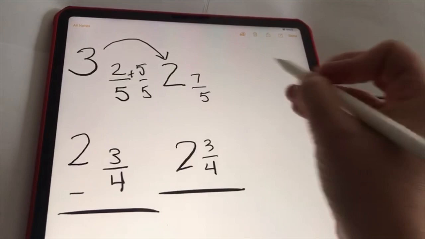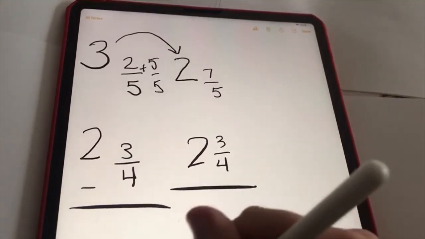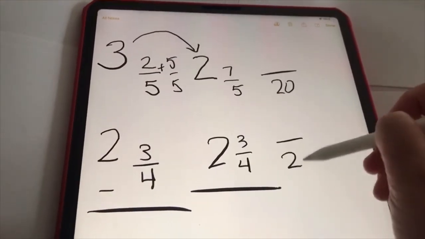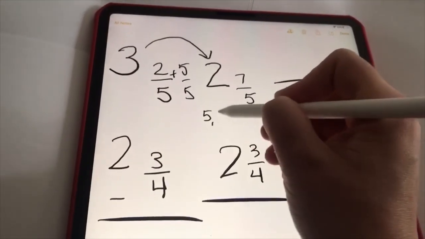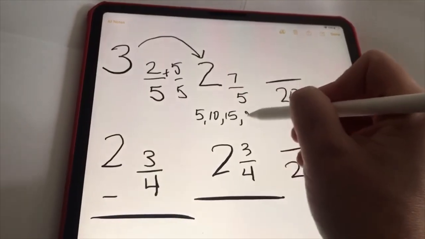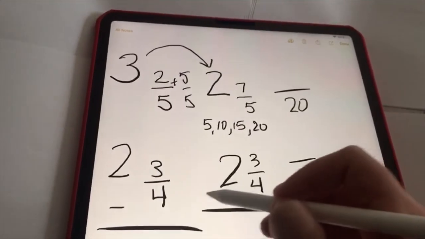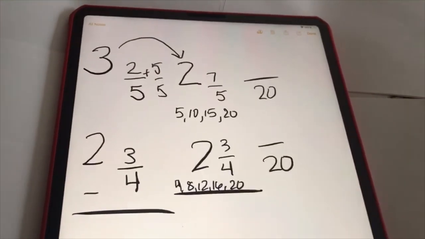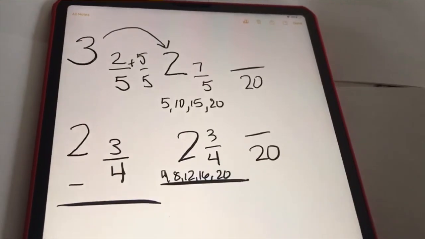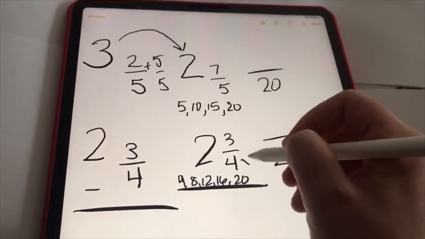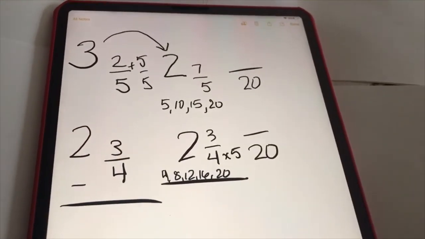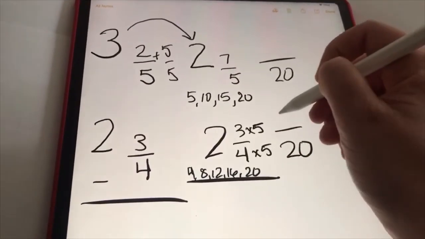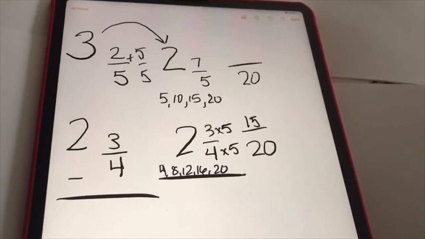Okay, so 5 and 4, I bet at this point most of you know that the least common denominator of both of those is 20, because 5, 10, 15, 20, right? 4, 8, 12, 16, 20, okay? So I know that 4 times 5 gives me 20. What I do to the bottom, I have to do to the top. Okay, so that would be 15/20.